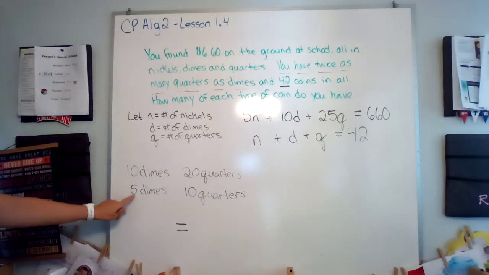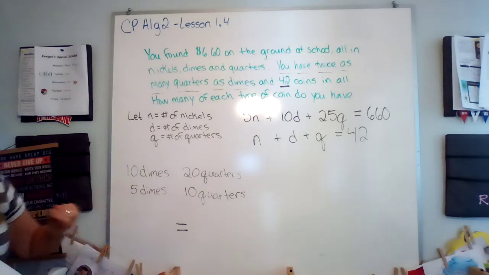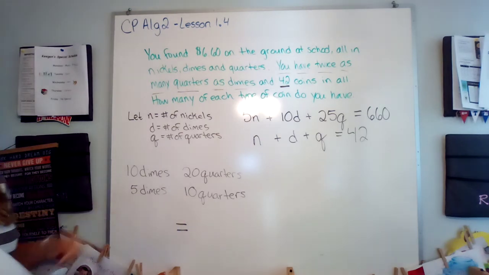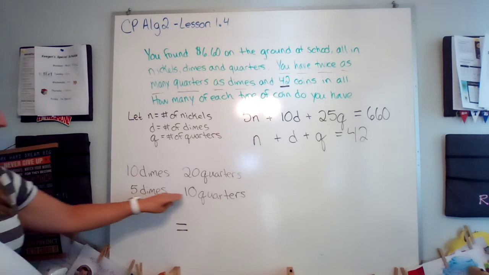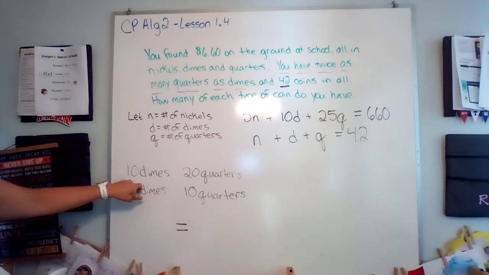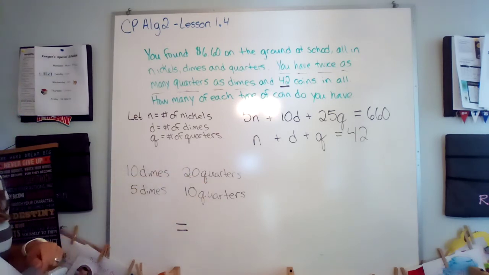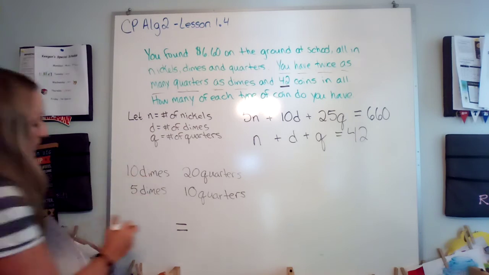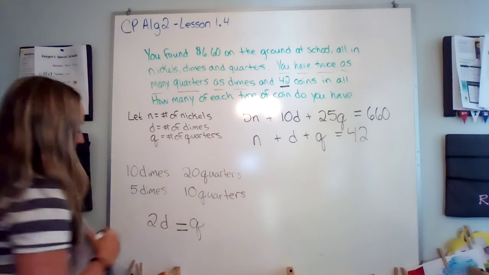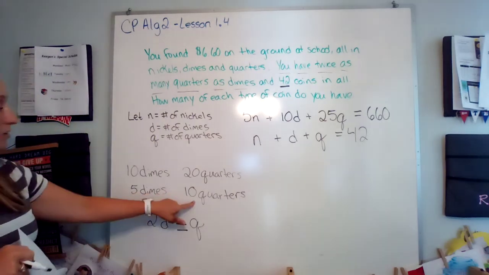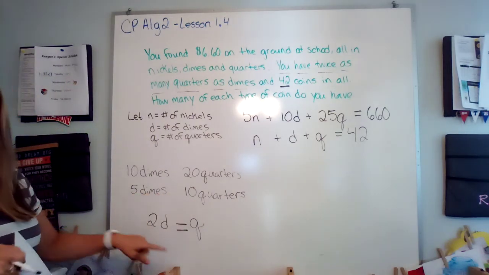In order for the dimes to equal the quarters, what would you have to do? Well, look at this relationship and think about that question again. In order for the 10 dimes to equal the 20 quarters, you have to multiply the dimes by 2, right? In order for your 5 dimes to equal the quarters, you'd have to multiply your dimes by 2.